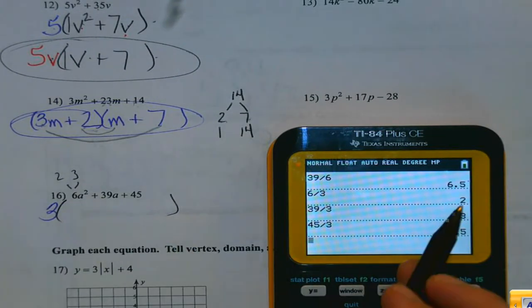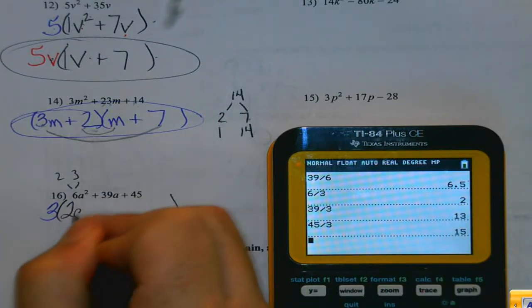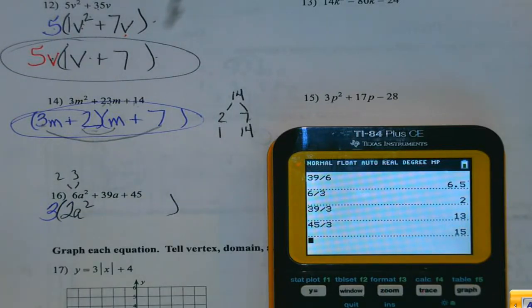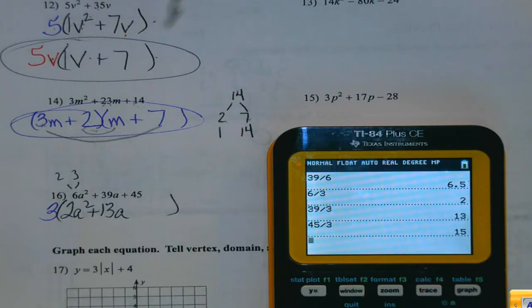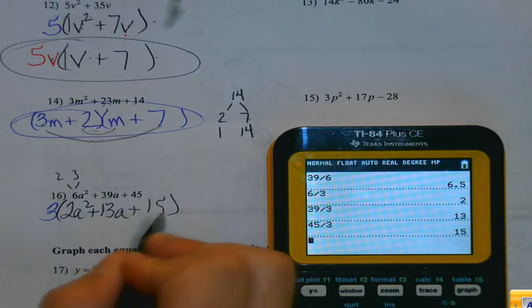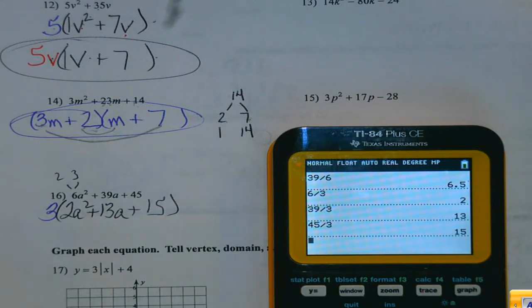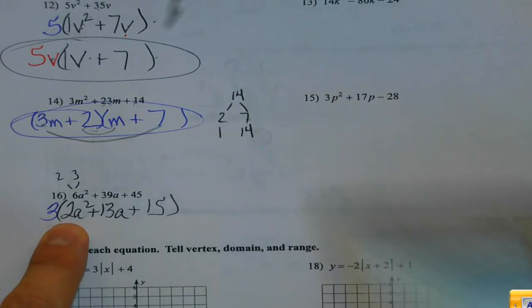So 6 divided by 3 we saw is 2. Goes with my a squared. 39 divided by 3 is 13. That goes with my a. And 45 divided by 3 is 15. Now, did that fix all the world's problems? No. I still have a coefficient in front of my a squared.